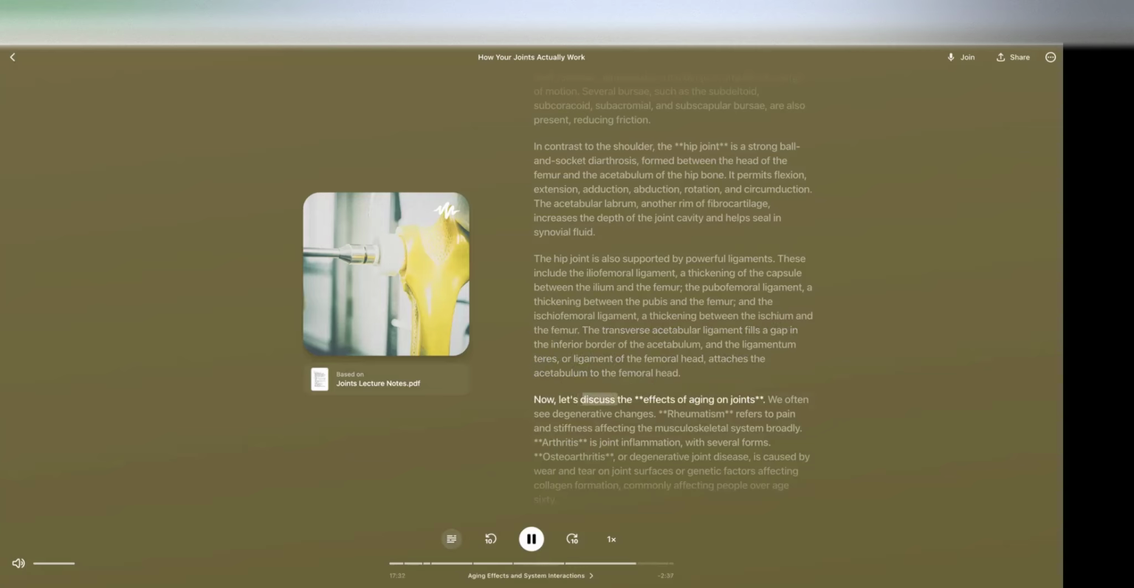Now let's discuss the effects of aging on joints. We often see degenerative changes. Rheumatism refers to pain and stiffness affecting the musculoskeletal system broadly. Arthritis is joint inflammation with several forms.